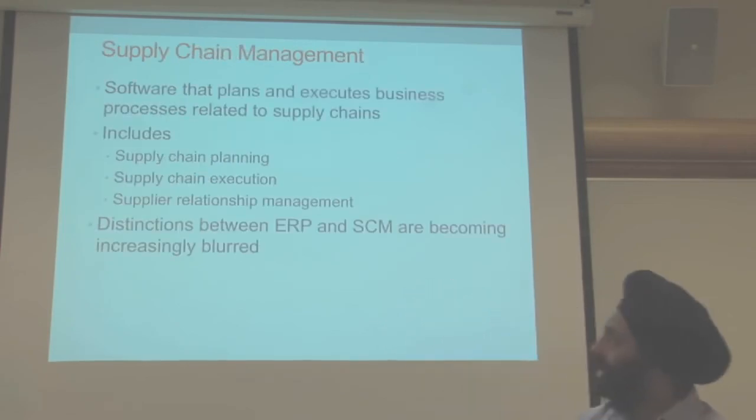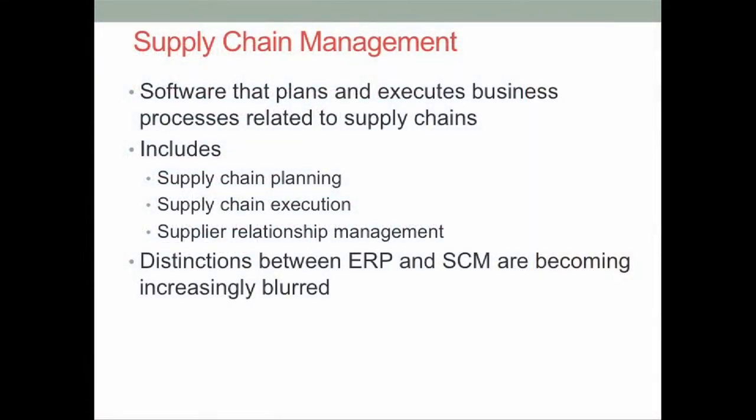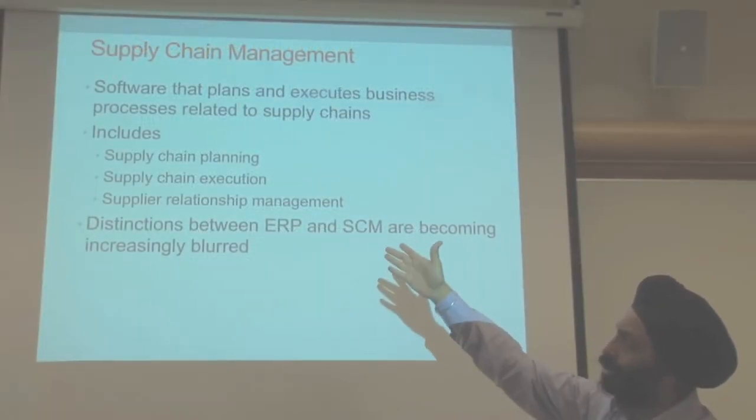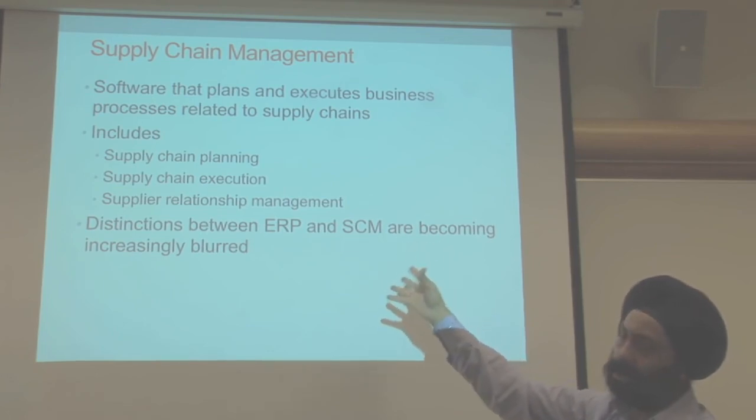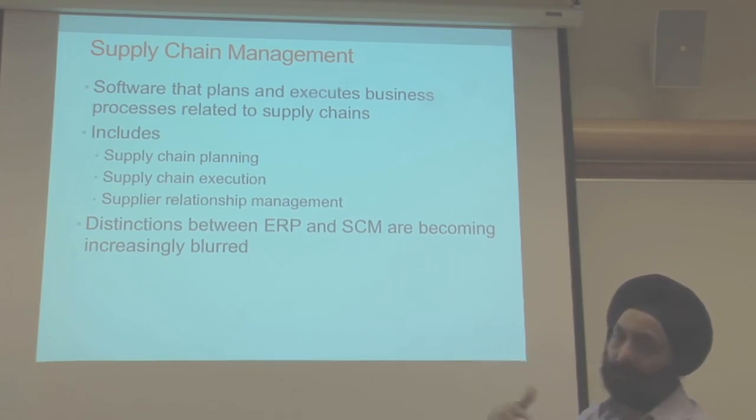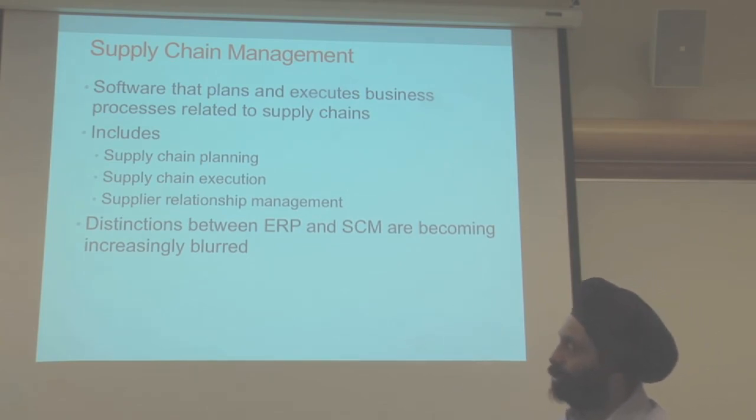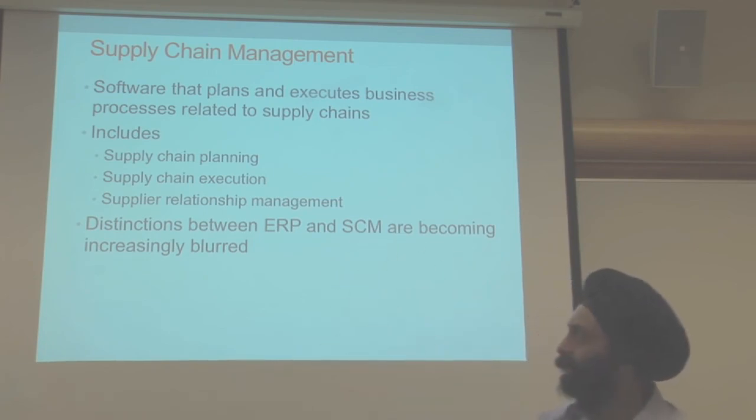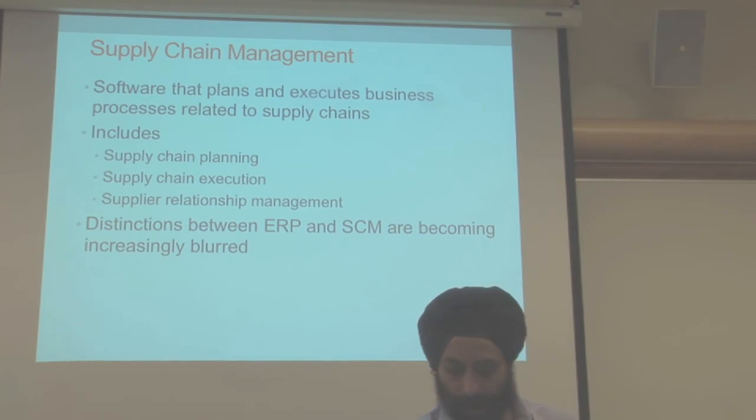So from a supply chain point of view, you're looking at software that plans and executes business processes related to supply chain. It includes supply chain planning, supply chain execution, and supplier relationship management. As one example of industry software that is available, I2 allows considerable supply chain management options. The distinction between ERP and SCM is becoming increasingly blurred, so they are being merged as one, integrated within the ERP systems.